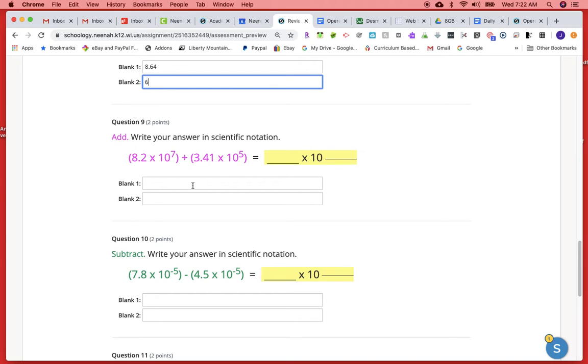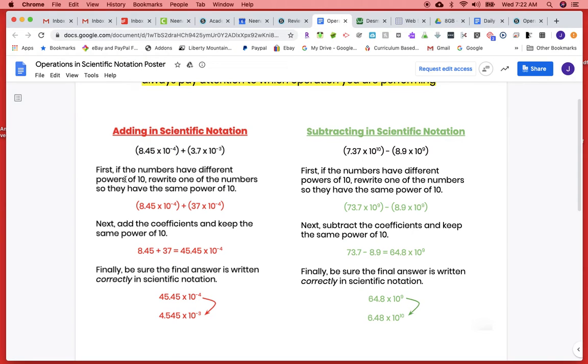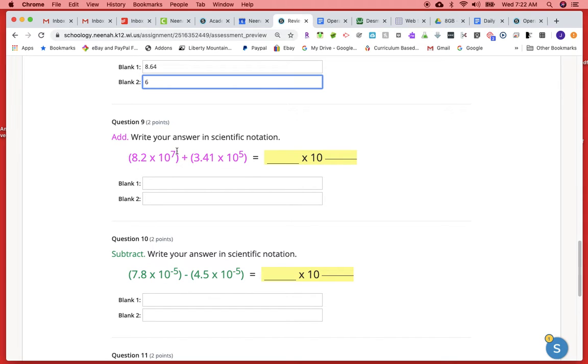So our very first step, if we look at our poster for adding, if the numbers have different powers of 10, which they do, we need to rewrite one of the numbers so that they have the same powers of 10. So if I wanted to change this 7 to be a 5, I need to subtract 2 so that it would equal 5.